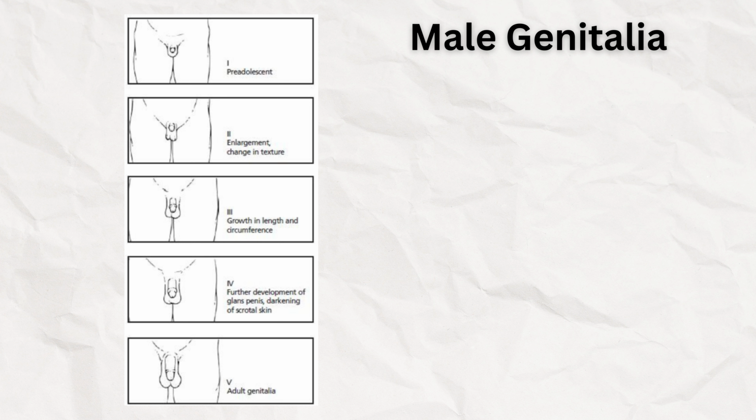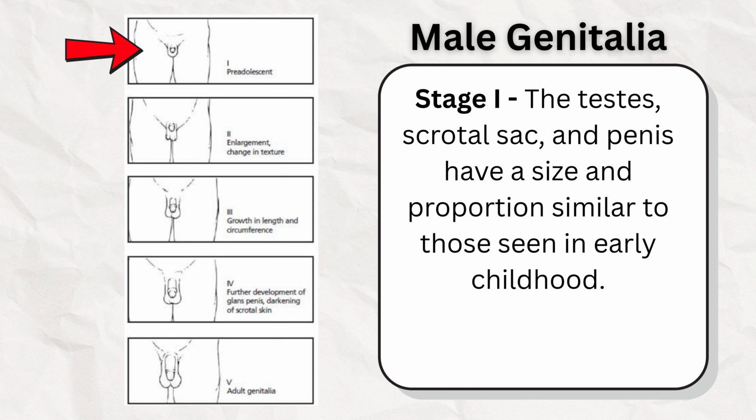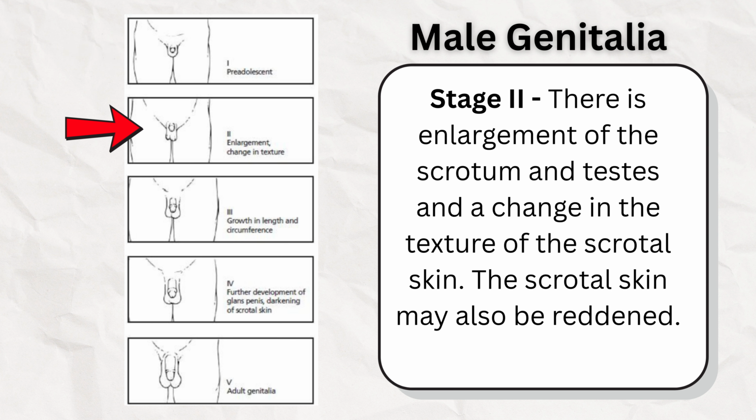The stages for male genitalia development are below. Stage 1, pre-adolescent. The testes, scrotal sac, and penis have a size and proportion similar to those seen in early childhood. Stage 2, there is enlargement of the scrotum and testes and a change in the texture of the scrotal skin. The scrotal skin may also be reddened, a finding not obvious when viewed on a black and white photograph.